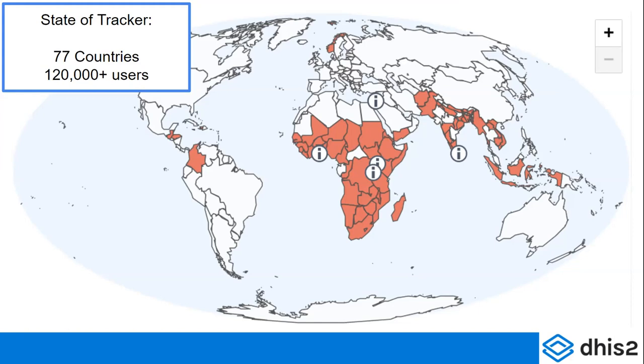So the extent with which Tracker is being used has grown considerably, and we assume there's actually quite a bit more than this going on, because of course we aren't implementing these projects ourselves. There's many users that we never contact or that don't have a close connection to the University of Oslo, but they still are adapting and using Tracker for many different purposes.